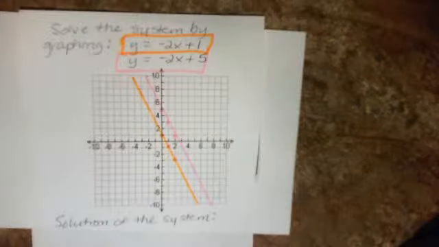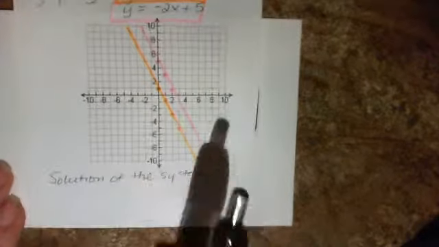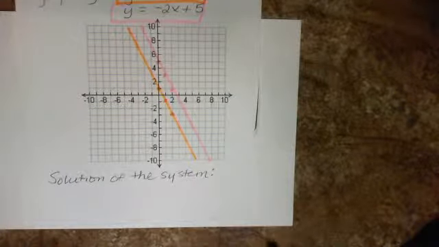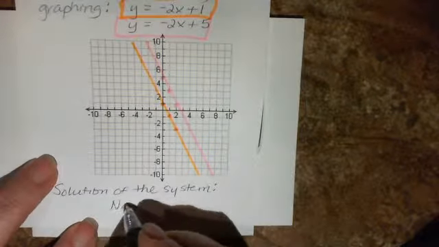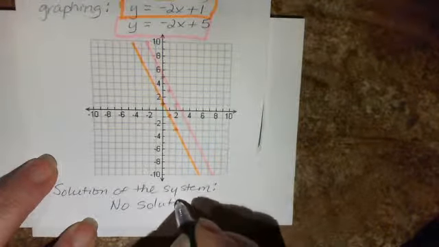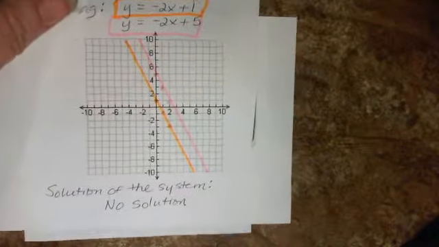Now remember, when we're looking for a solution to the system, we're looking for a common point, right? Because these lines are parallel, there is no common point. So we say for the solution of the system, there is no solution. No common point. Okay? Well, let's take a look at this one.